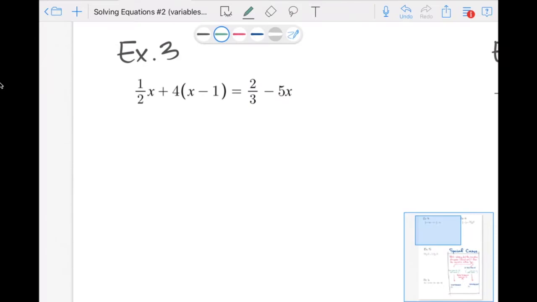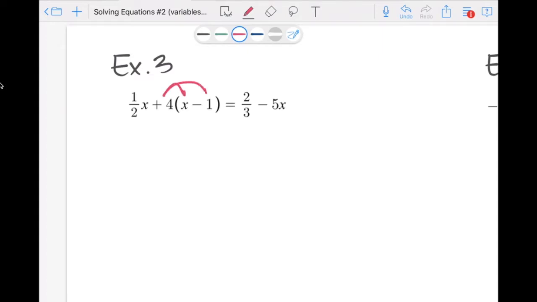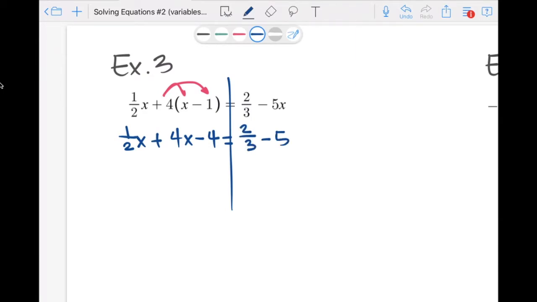So now what do we do if there's fractions involved? Remember, before you cancel all your fraction terms, you have to do any distribution. And we do have some distribution here. So I'm going to go ahead and keep the fractions for just a minute. So 1/2 x, and then 4 times x is 4x, and 4 times negative 1 is negative 4. And then on the right side, 2/3 minus 5x.